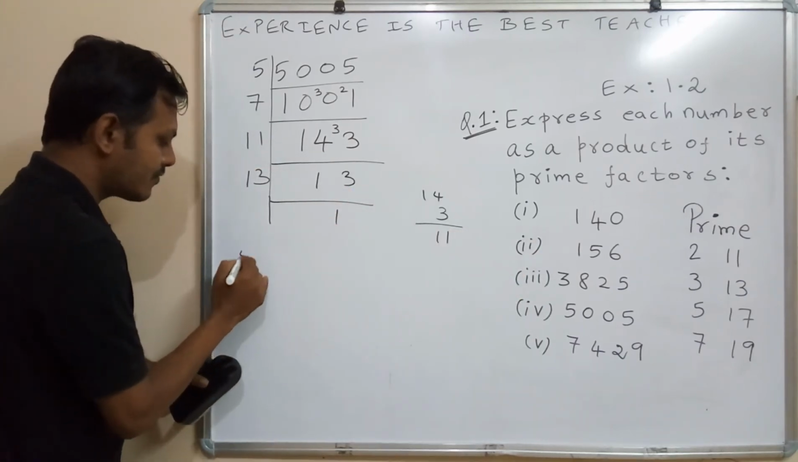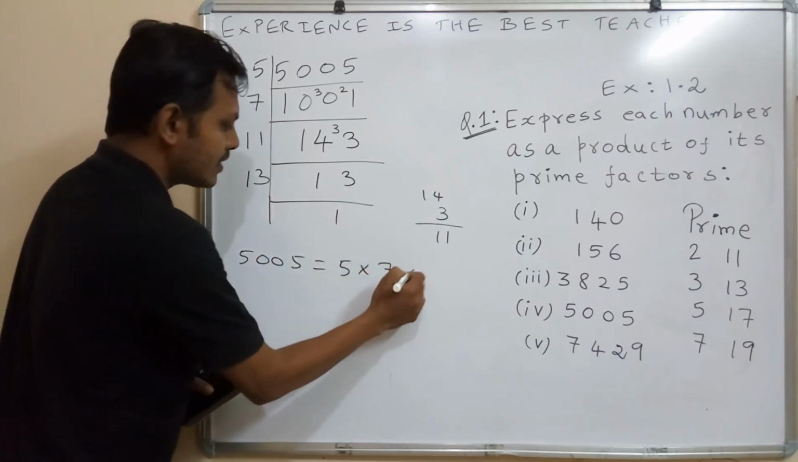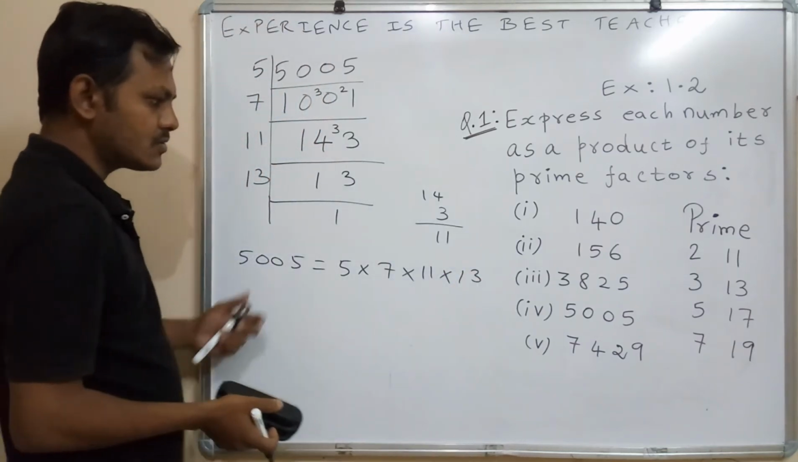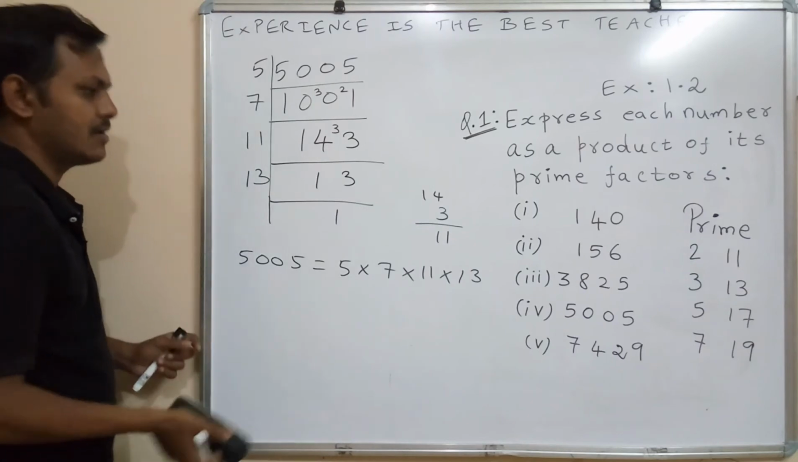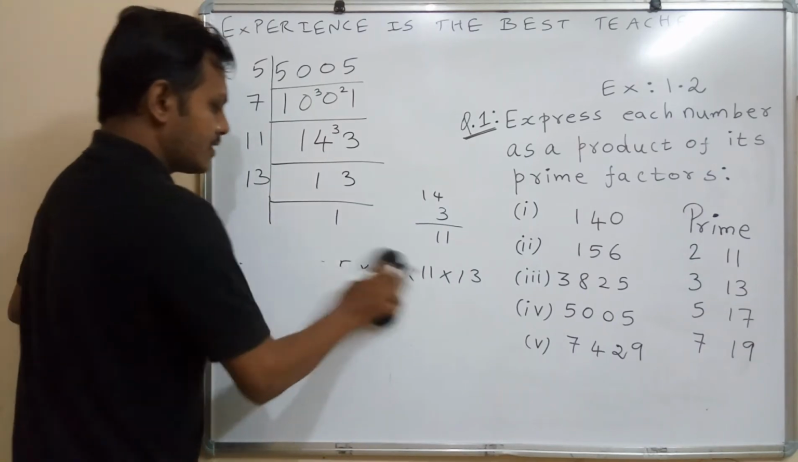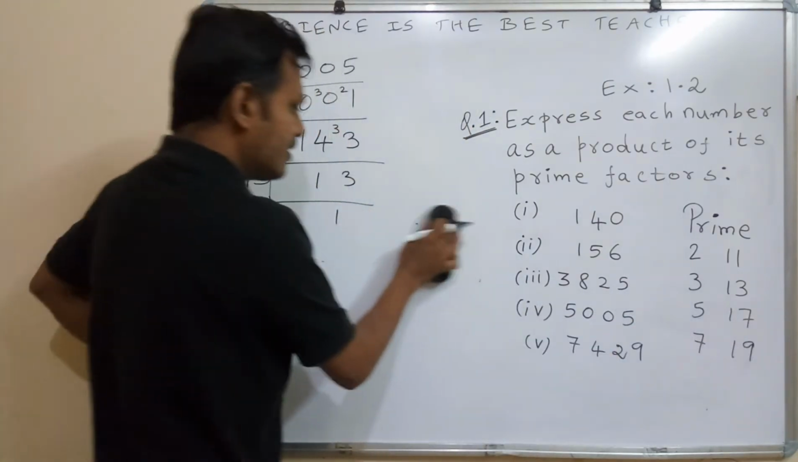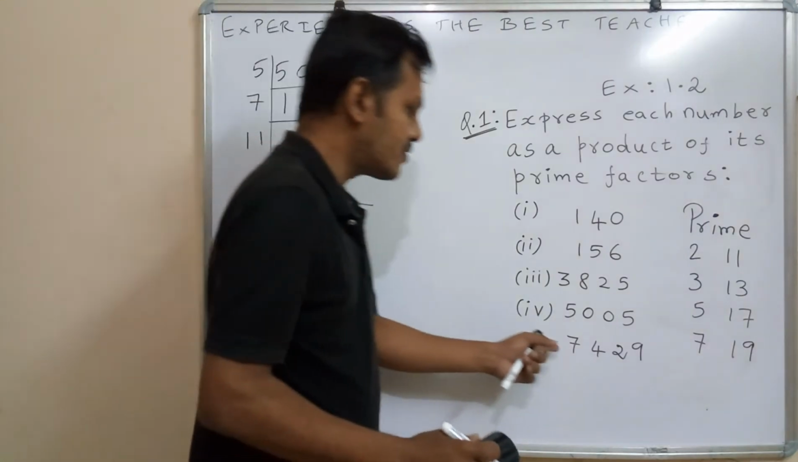So 5005, which is equal to 5 into 7 into 11 into 13, power 1 we can write. So the answer for this 5005 equals 5 into 7 into 11 into 13. The next prime numbers are 17 and 19. We have not used them so far, so we'll try to use them.